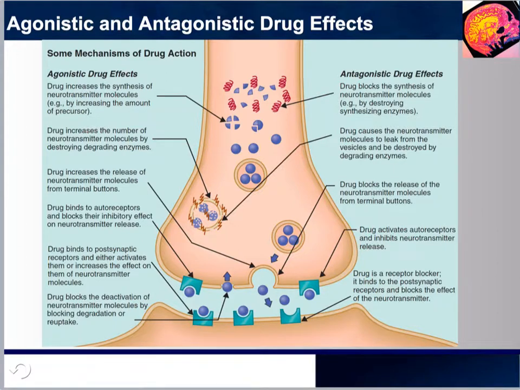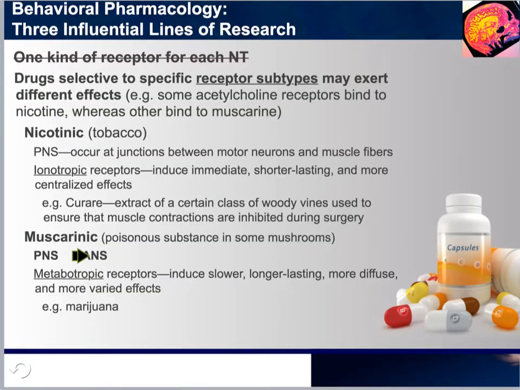Eventually, the drug blocks the deactivation of neurotransmitter molecules by blocking the degradation or reuptake, allowing the drug to continue its effect of increasing the likelihood of making neurons fire. Previously, it was believed that there was one kind of receptor for each neurotransmitter. We now believe that the drugs are selective to specific receptor subtypes, and they may exert different effects.